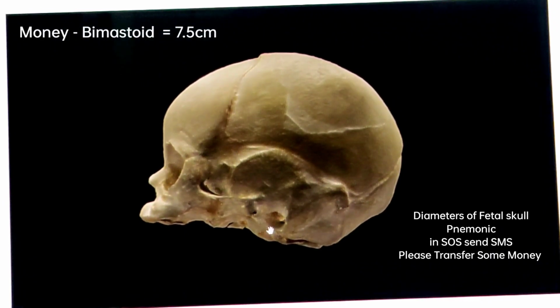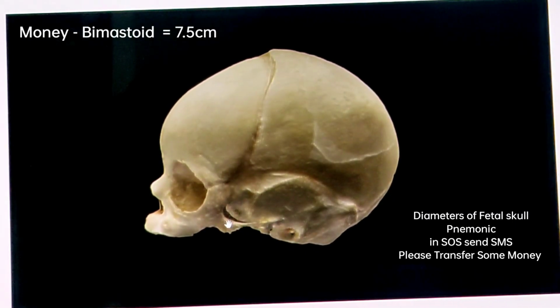So this bimastoid diameter is the shortest diameter, and the longest diameter is the mentovertical diameter, which measures about 14 centimeter. So this was all about the fetal skull.